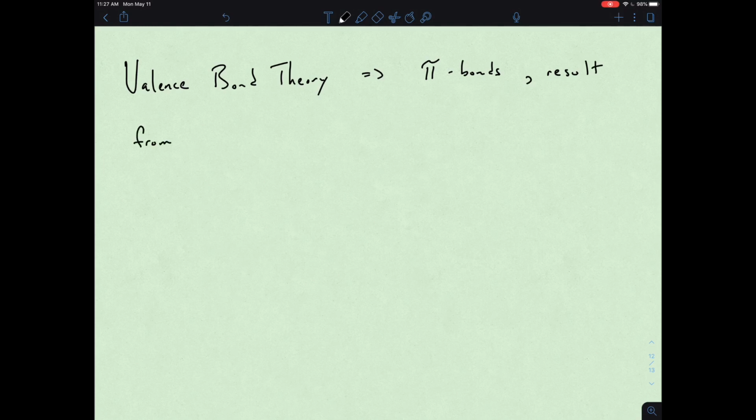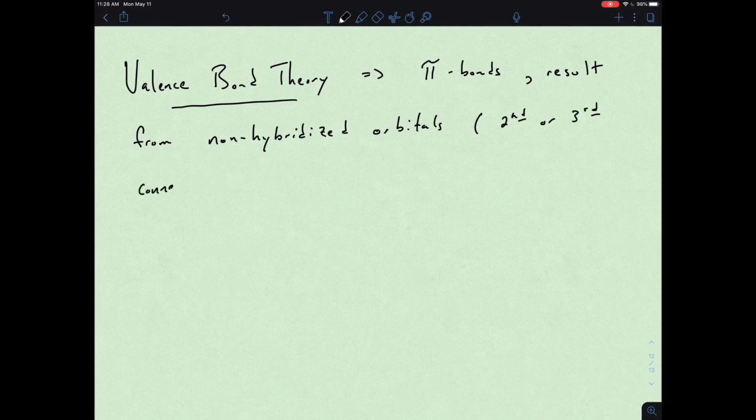So let's get into valence bond theory, now with this idea of pi bonds and how these result from non-hybridized orbitals. Remember, this is a second or third connection between elements.